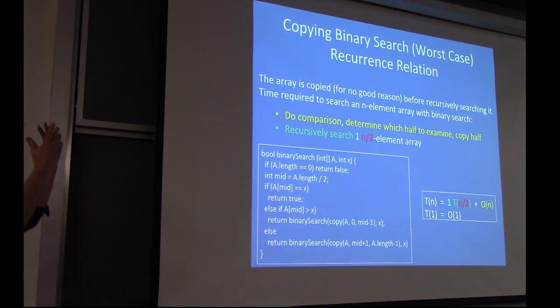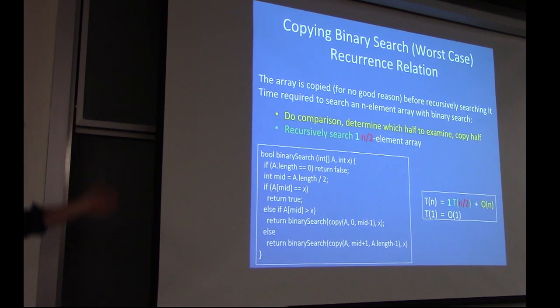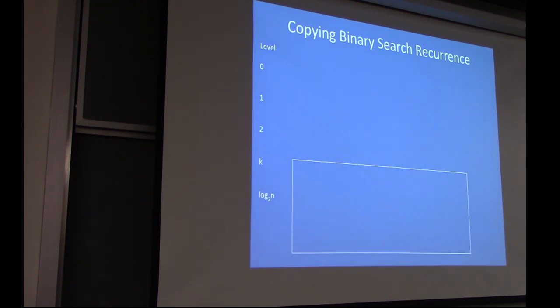Now, I could make it O of n squared if, before it made the recursive call, it just did a selection sort on the original array, just for no good reason. That would make everything else more expensive. So let's make a picture and try to figure out the actual complexity of copying binary search.